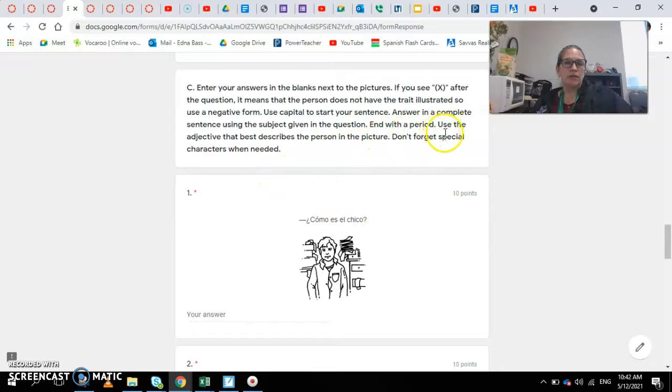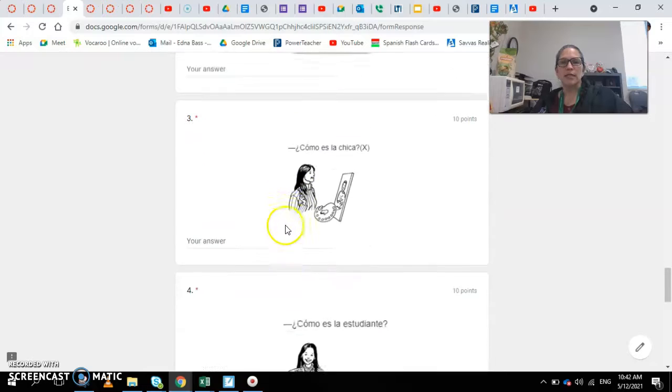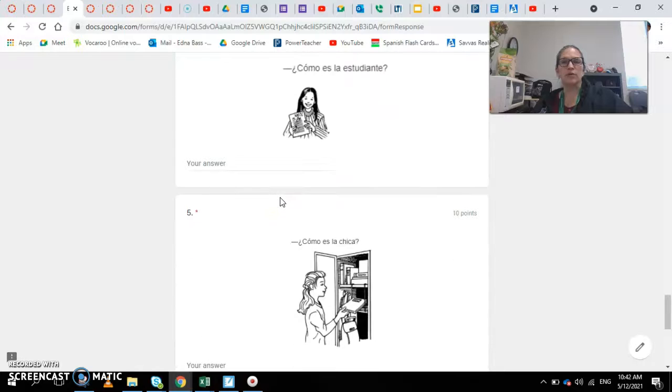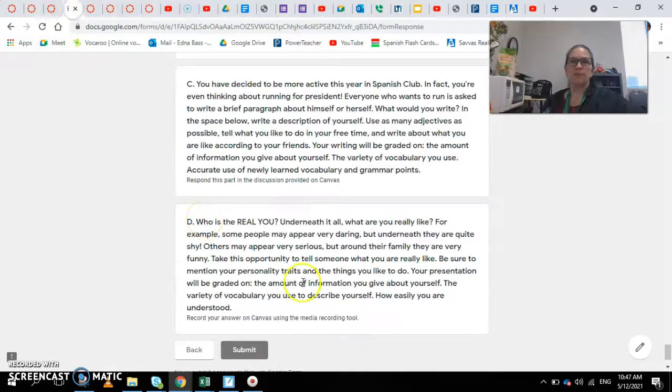End with a period. Use the adjective that best describes the person in the picture. So you look at the picture, how does he look like he is? And then you use the adjective that best describes. Don't forget special characters when needed. So you're going to do this. Here's one with the X. That means that you're going to use a negative form for number 3. I think that's the only one that has an X. Okay.